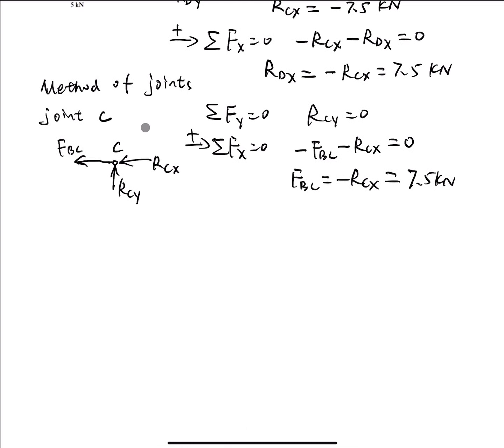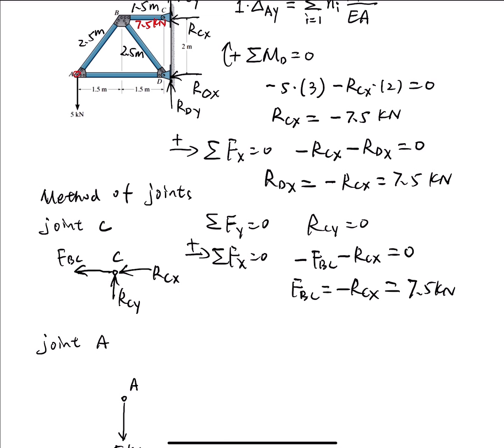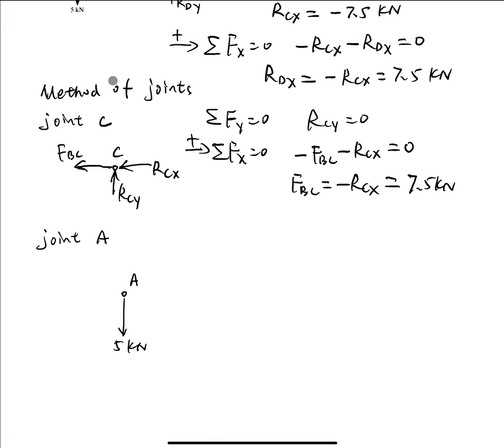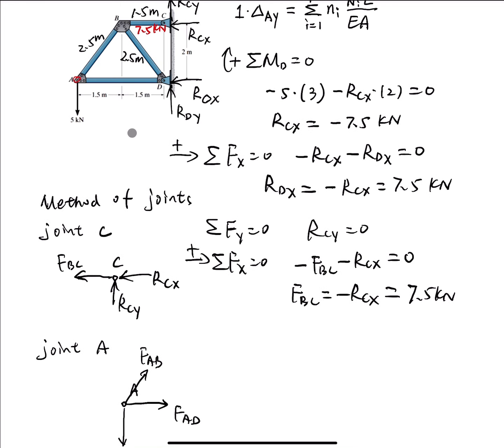So we draw the joint A. Okay, this is joint A. We know there is a 5 kilonewton force on joint A, and we have member force FAB and member force FAD. So we assume FAB and FAD are tensile forces, so that is the direction we draw. Here this is FAB, this is FAD. Okay. So to solve this, we must know the angle of this one.